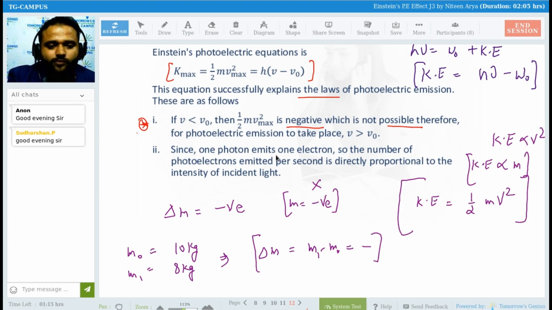And on the basis of that, once we get this particular relation, if my frequency is lesser than the nu naught, then directly I can say that kinetic energy is negative, and this equation is not going to hold. Got it? In the same sense, since one photon emits one electron, the number of photoelectrons emitted per second is directly proportional to the intensity of incident light. That we have already done. Here the main thing is this.